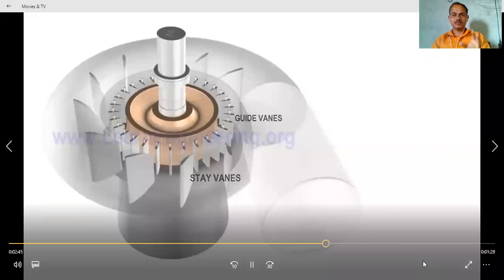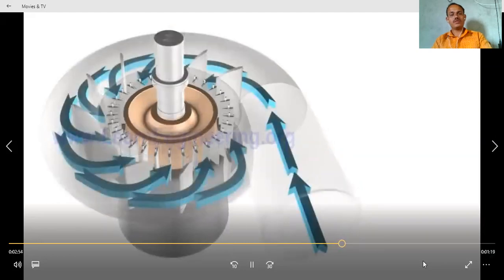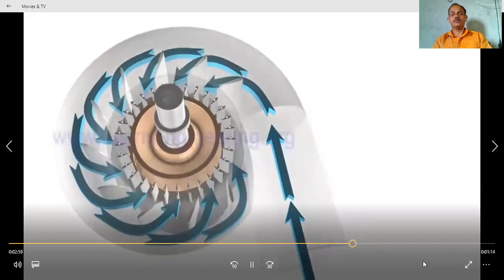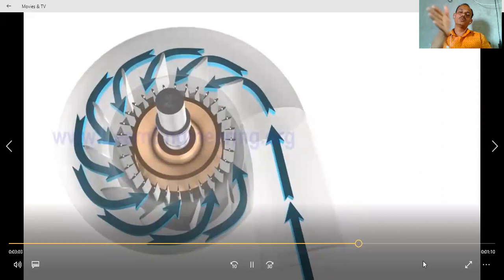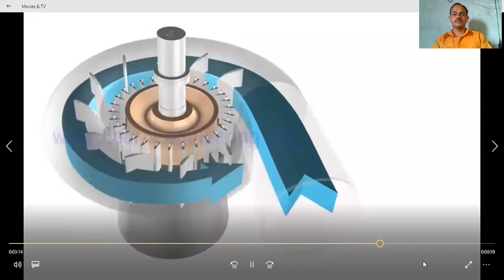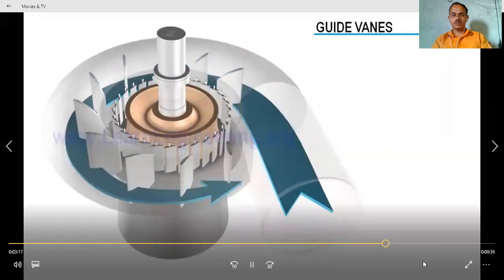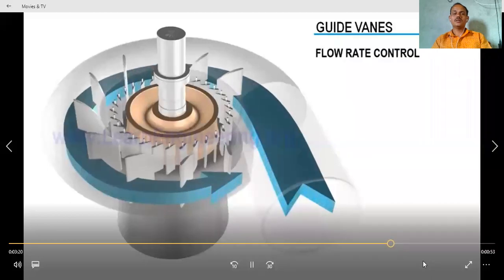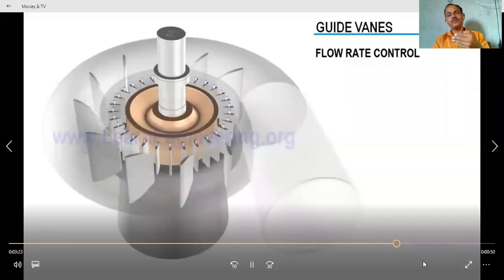And to keep this constant flow, we use guide vanes and stay vanes. Stay vanes are near to the vanes of the runner. Guide vanes can be moved to control the flow of water. When the flow of water goes down, the vanes are closed, and when the flow is high, the vanes go on opening.